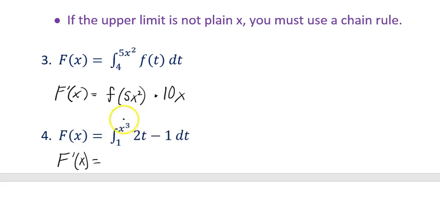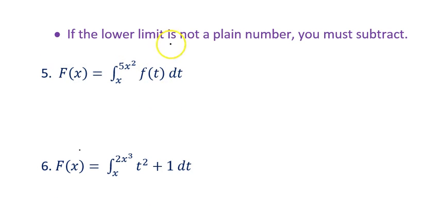So again, you want to plug in whatever that top limit is for the t's. So 2x cubed minus 1 is what we get there. But then I'm multiplying the whole thing by the derivative of the x cubed. So I want to put this in parentheses because it has a minus, and multiply by 3x squared, just chain ruling it. Now, what happens if our lower limit is not a plain number?